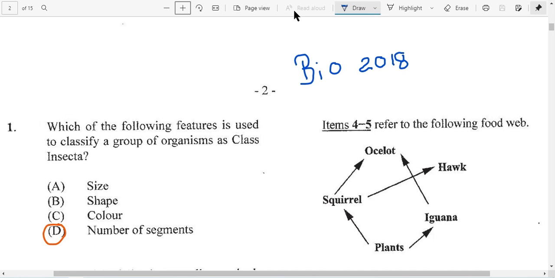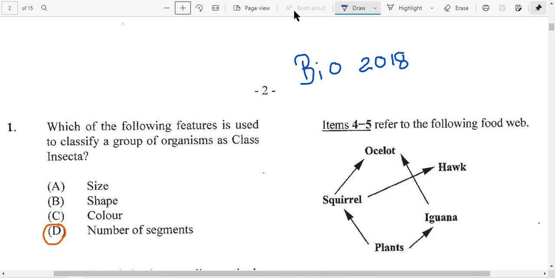Now we're looking at an organism, insecta. An insect is divided into 3 parts: head, thorax, and abdomen. So definitely not A, B, or C. Our answer here is of course going to be the number of segments. And like I have said, it is the head, thorax, and abdomen. So our answer there for question number 1 is going to be D.